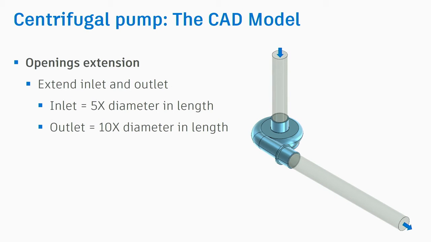The third and last step in the CAD model cleanup or preparation is to extend the openings. We need to make sure that we extend the inlet to have a fully developed flow, and then extend the outlet to make sure that we are avoiding recirculations that may lead to mass balance issues in our model.